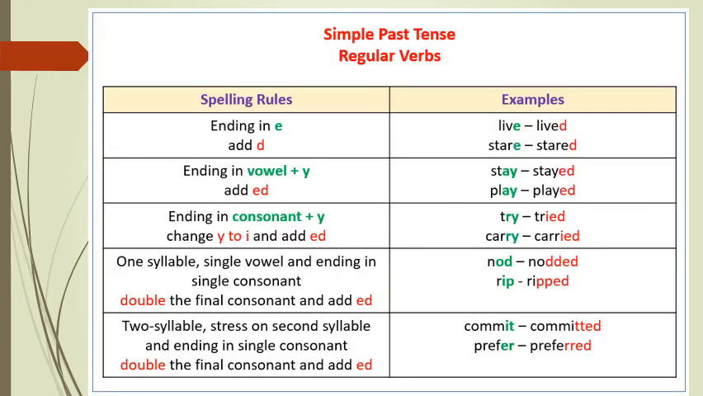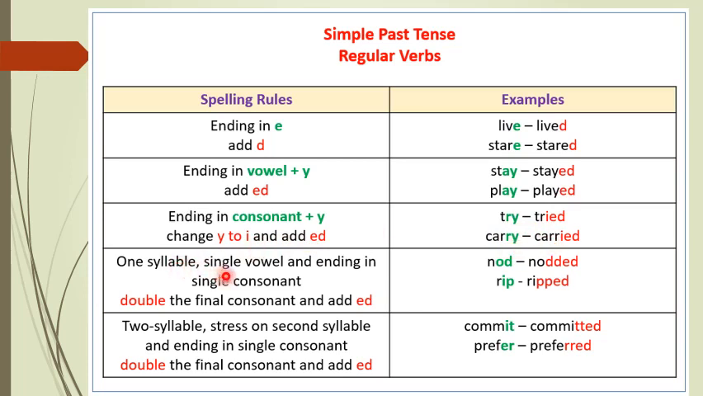These are the spelling rules for regular verbs. If the verb is ending in e, we add d. For example, live, lived, stare, stared. If the verb is ending in vowel plus y, we add ed, as stay, stayed, play, played. Ending in consonant plus y, change y to i and add ed. For example, try, tried, carry, carried.